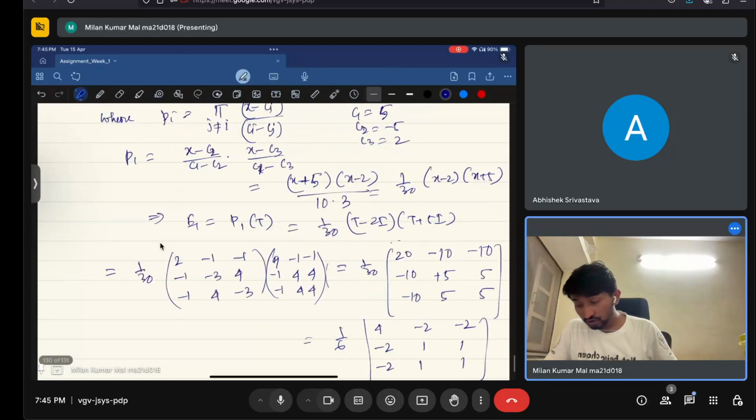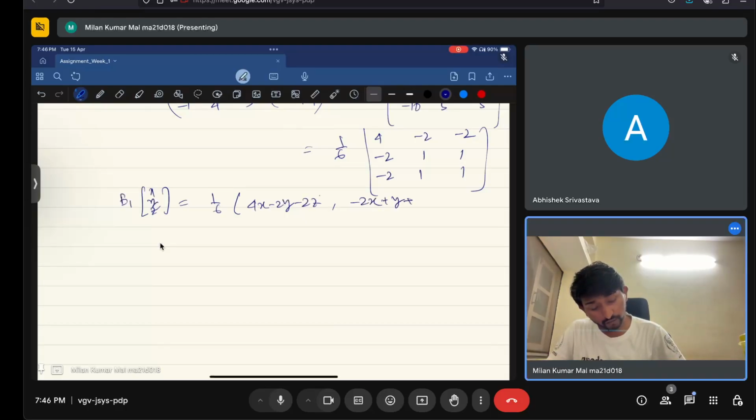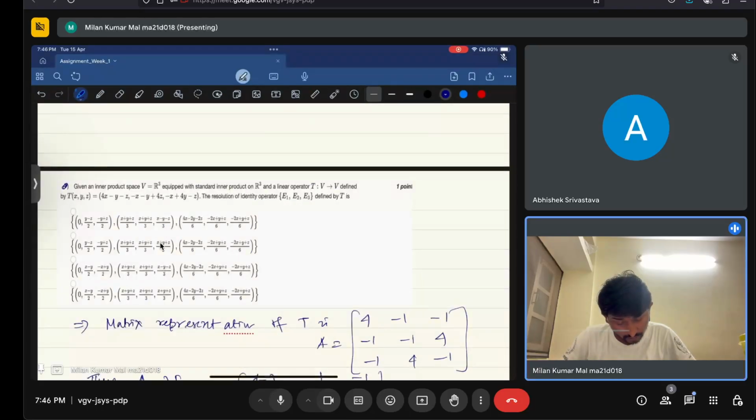Okay, so now projection. Therefore E1 of x, y, z is equal to 1 by 6 times 4x minus 2y minus 2z, minus 2x plus y plus z, minus 2x plus y plus z. So let's check which of the options satisfies this condition. Minus 2x plus y plus z.